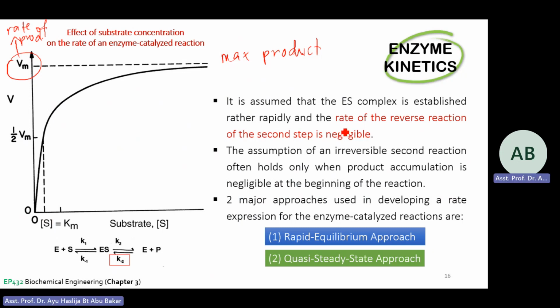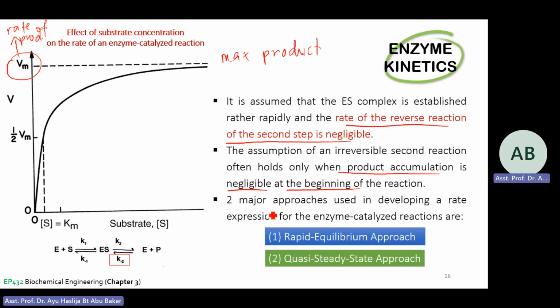We assume that the rate of the reverse reaction of the second step is negligible. This assumption holds only when product accumulation is negligible at the beginning of the reaction. Let's say we neglect the product accumulation. There is no product accumulation. A straightforward reaction: E plus S, then you have the ES complex, then you have product formation.